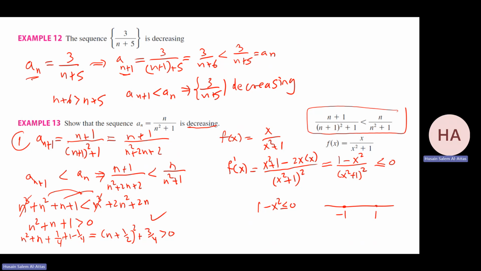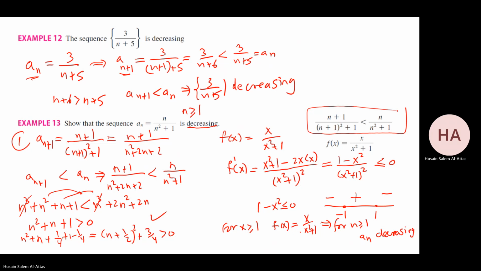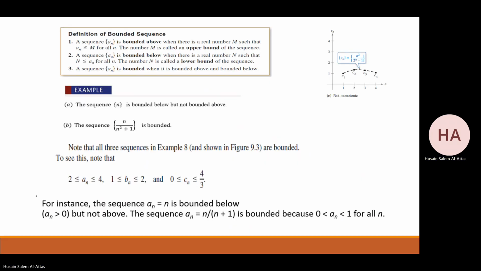Actually, I need only the positive side since n is positive, but let me do it for all. If I take a negative value, that will be negative, that will be positive, that will be negative. So for x greater than or equal to 1, this function will be decreasing. And this is what I'm concerned about, because the sequence is defined for n greater than or equal to 1. So that means for n greater than or equal to 1, this sequence is decreasing. You can do it this way or that way.